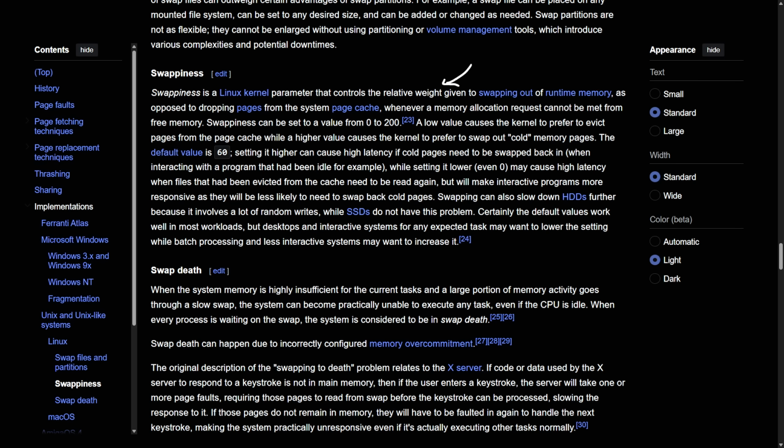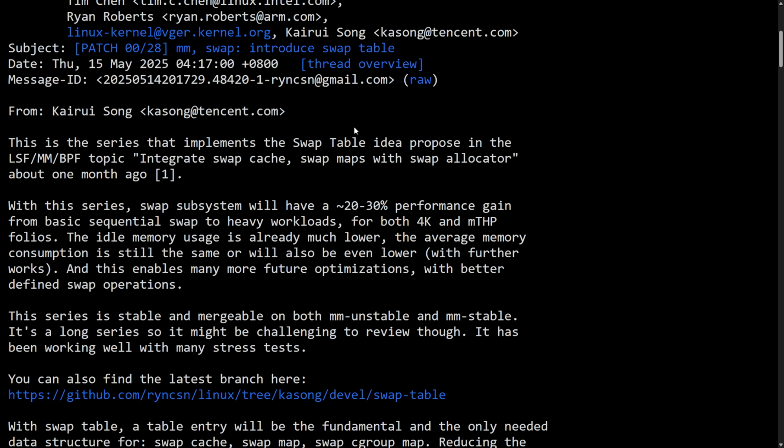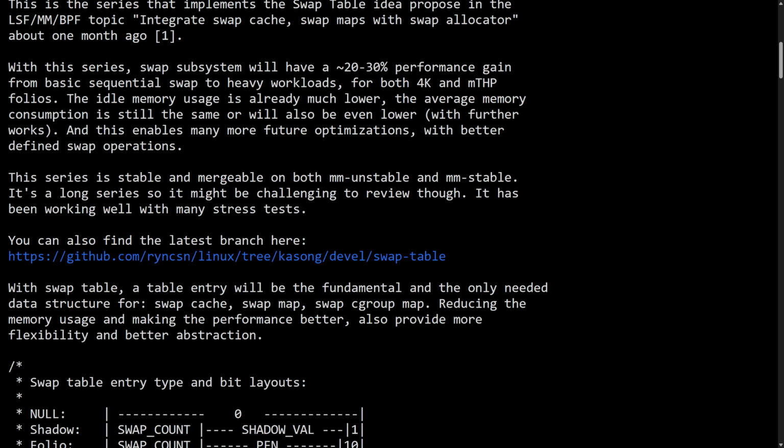It's important to understand this parameter, as this latest patch series will gain us up to a 20 to 30% performance gain. That's right, from basic sequential swap to heavy workloads. For both 4K and mTHP folios, the idle memory usage is already much lower. The average memory consumption is still the same or will be even lower with further work. And this enables many more future optimizations with better defined swap operation. We're going to get into what this means for our Linux systems, but this is amazing.